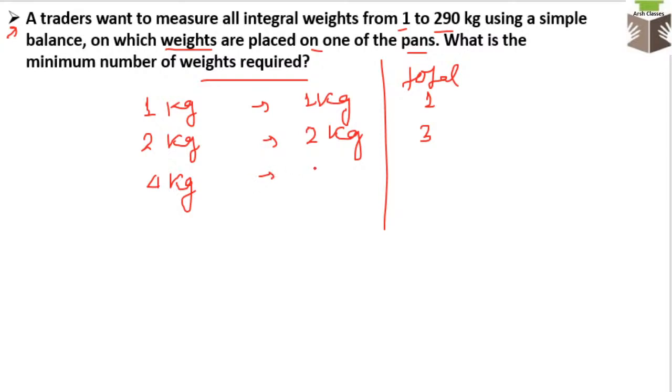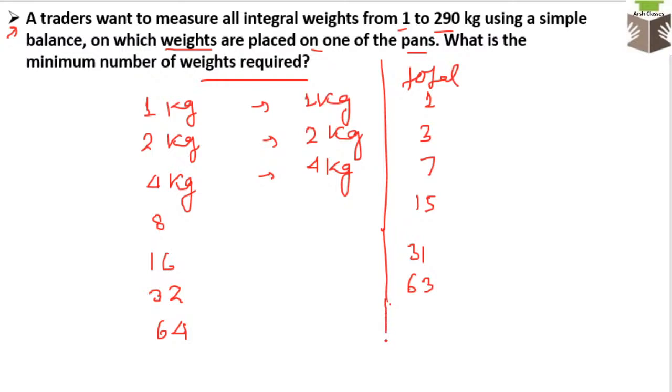So 4 kg. Right? From 4 we can add 4 plus 3, this is 7. So next we will require 8 kg. And 8 plus 7 is 15. Next we will require 16. 16 plus 15 is 31. So next we will require 32 kg. So this becomes 63. Next we will require 64 kg, and this time it will become 127. So next we will require 128 kg, and this becomes 255, right? So till 255 kg we can weigh.